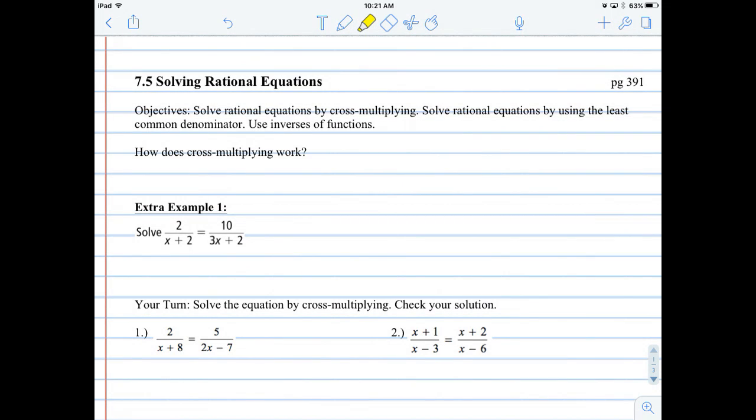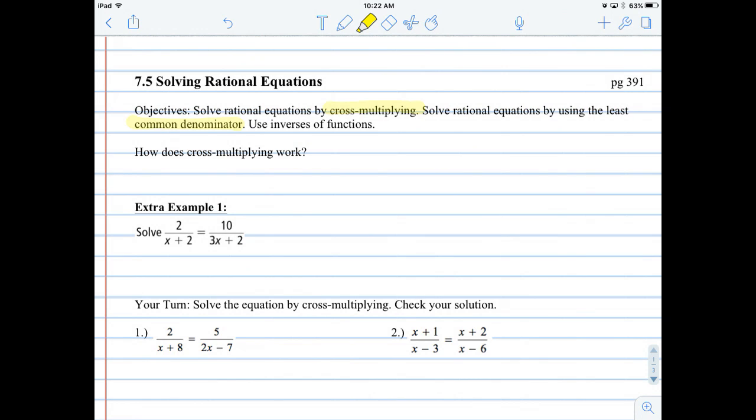All right, today we're going to look at solving rational equations. So we're going to look at a couple different ways of solving them. Our first is we're going to solve rational equations by using an idea called cross multiplying. Then we're going to solve using a least common denominator. And then we're going to look at that idea of inverses of functions, talking about up here at the beginning.